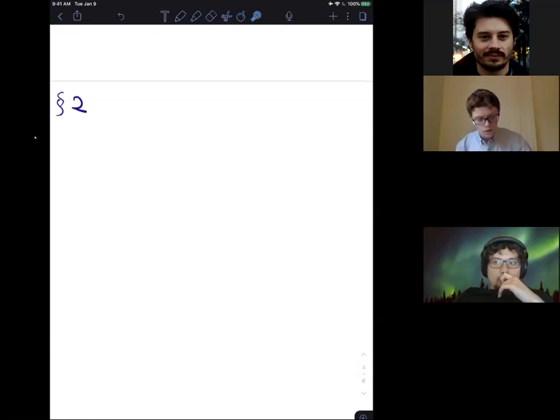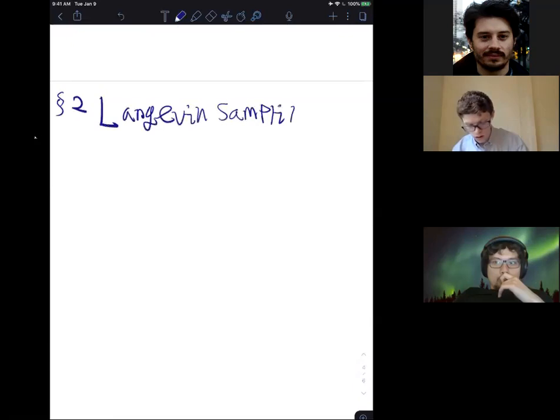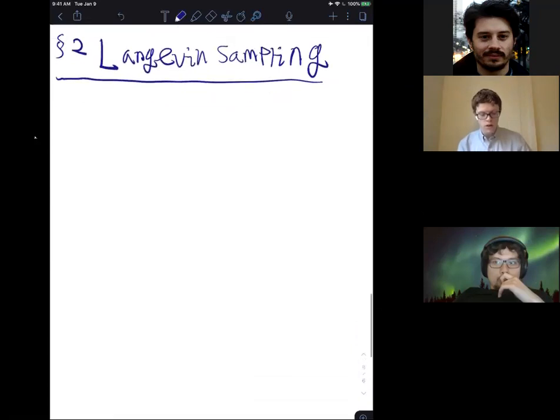Okay, so now we're going to be talking about Langevin sampling. For those that do not know what Langevin sampling is, I'll give a quick introduction. We have the score, or an estimator of the score, and what we want is some MCMC method that gives us an actual sample. The method will be as follows. Let f hat be an estimate of the score.